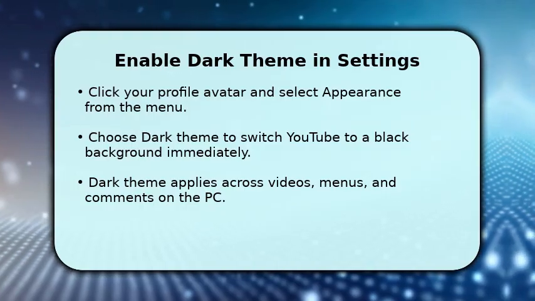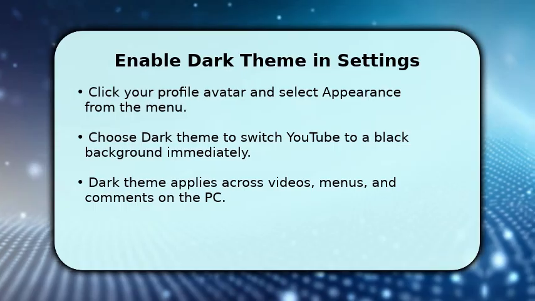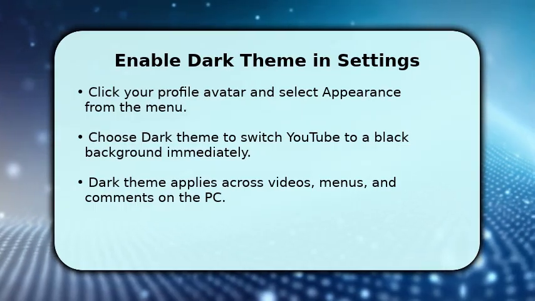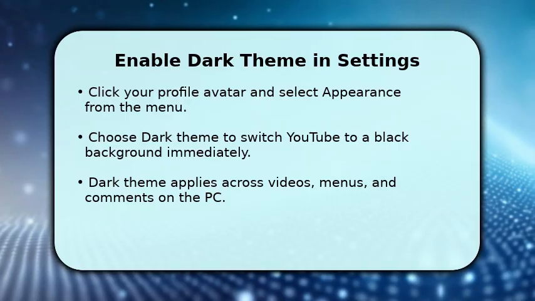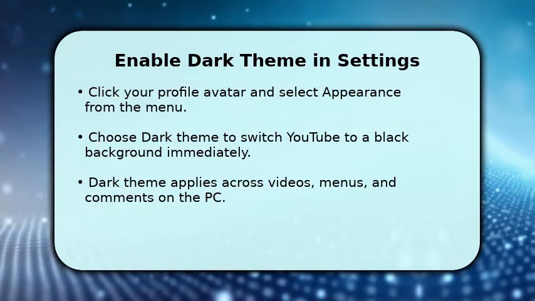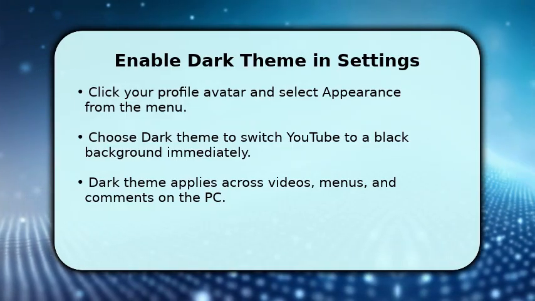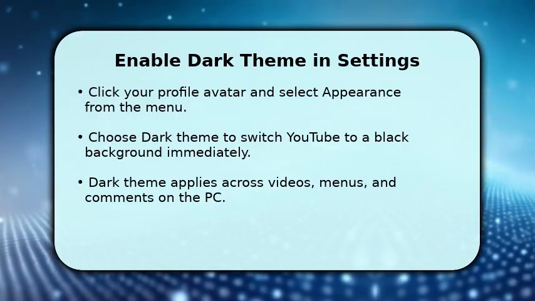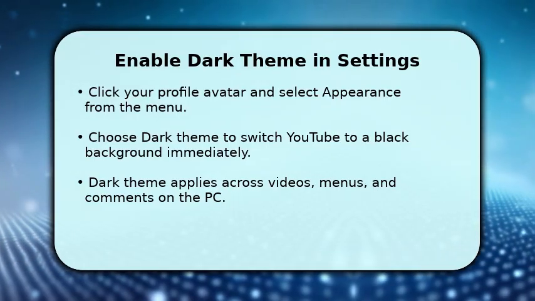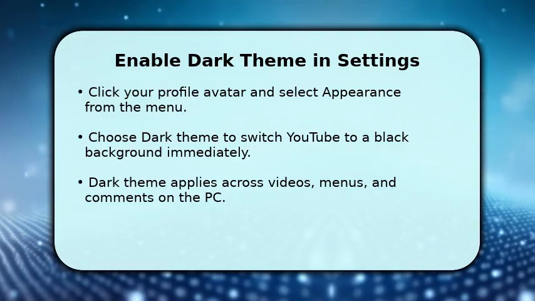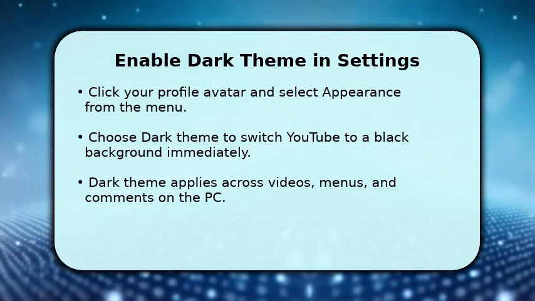In the Appearance menu, choose Dark Theme to switch YouTube to a black background immediately. The switch updates the site layout, video watch page, and comments to a dark palette. If you prefer, select Use Device Theme to match your Windows or browser dark mode settings. This setting is the official and supported way to make YouTube black.